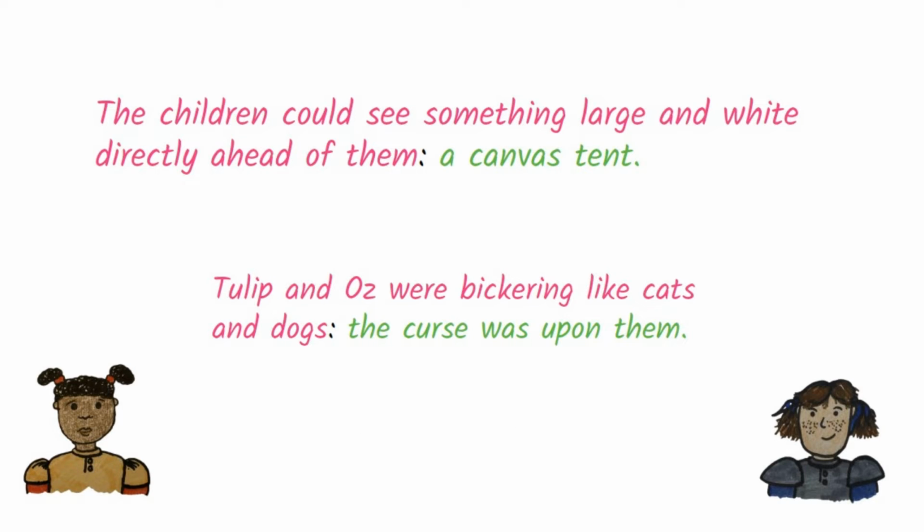Tulip and Oz were bickering like cats and dogs: the curse was upon them. Remember, we can think of a colon as meaning, and this is why. Tulip and Oz were bickering like cats and dogs, and this is why: the curse was upon them.